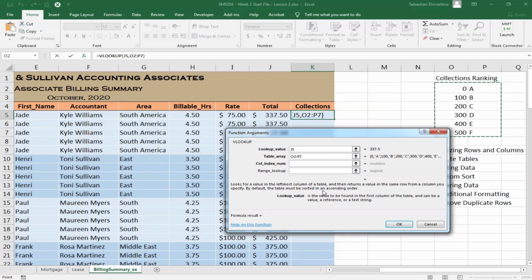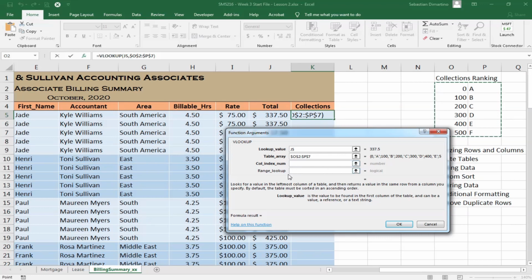And you have to remember, make sure the entire range of your table is absolute. Notice the dollar signs, $O, $2, $P, and $7. It is absolutely crucial that these are absolute because when we drag down the formula, we need to make sure this table stays in one spot, doesn't move.